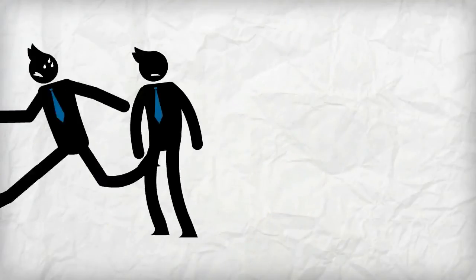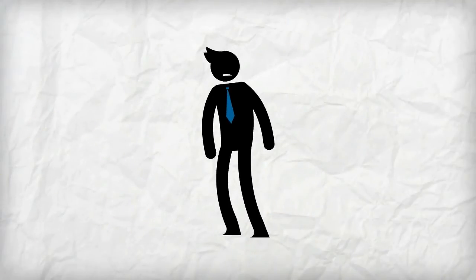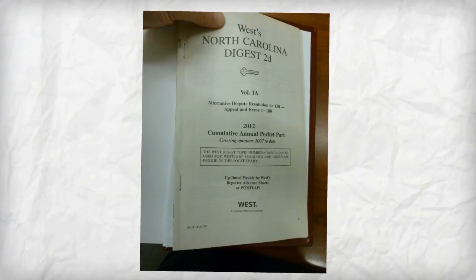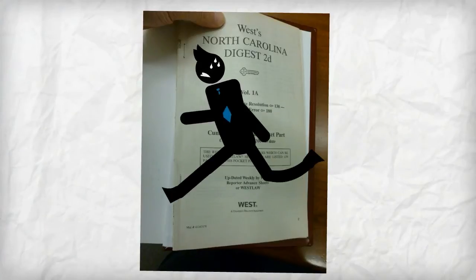Oh wait. So the hardbound volumes of these digests are updated with softcover pocket parts. Flip to the back of the hardbound digest volume to see if there's a pocket part, because that's where you'll find the most recent cases. Also check on the shelf behind the hardbound volume to see if there's a separate softcover pocket part. Now that you've checked for pocket parts, you're ready to go.